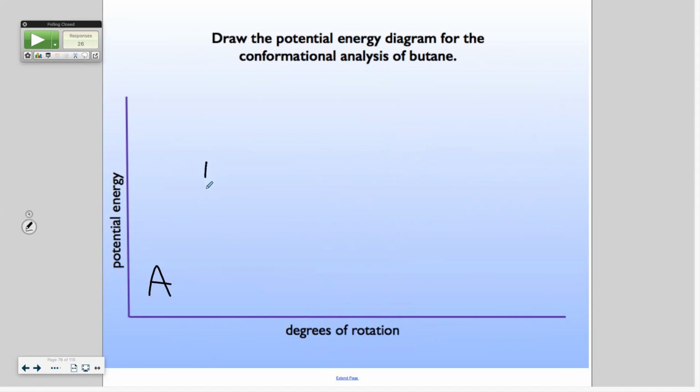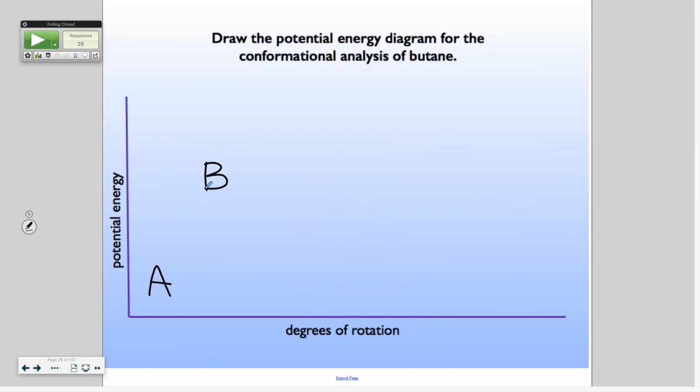About that? Sure. You like that? Okay. B is higher in energy than A. Do you all agree? Yes. Okay. All right, now we're going to go to C. C is also staggered, but it's not anti. It's gauche. So where do you want to put C?